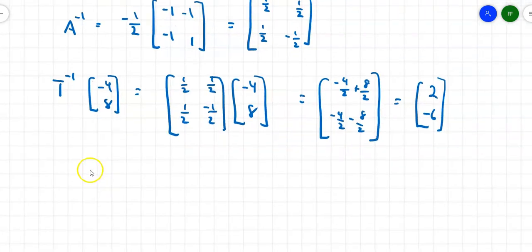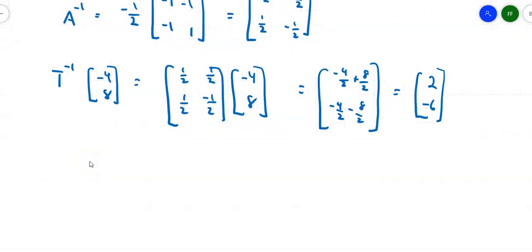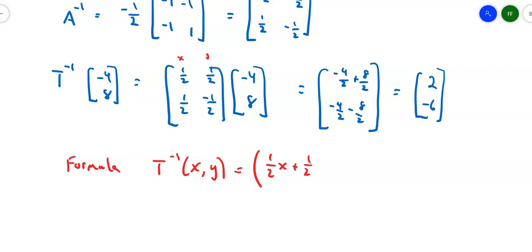The other thing I can do is look at that inverse matrix to figure out what my formula is. So if you want a formula, you can get a formula. T inverse of x and y is, now remember these are the x's and those are the y's, so the first entry will be 1/2 x plus 1/2 y. That's the first row across. The second row across is 1/2 x minus 1/2 y. So there is the formula for my transformation.